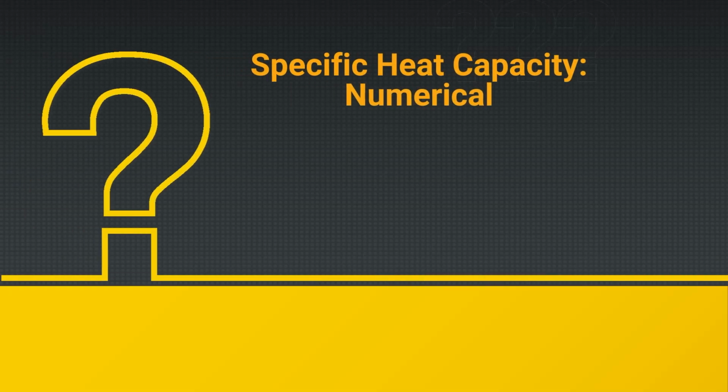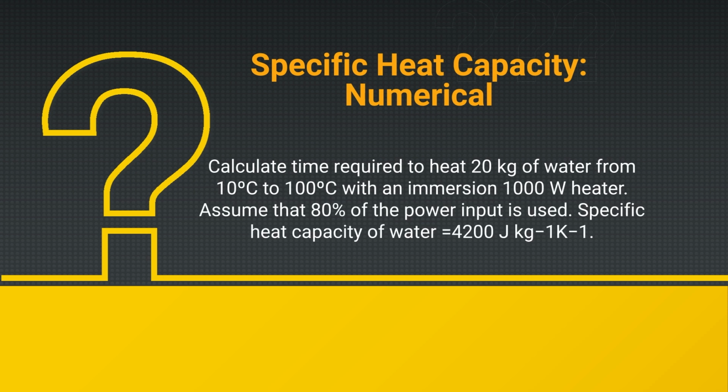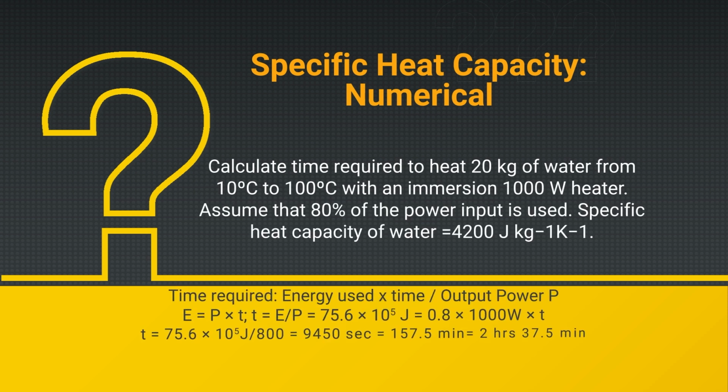Let us take this example, how much time it will require, for example. So time required generally is energy consumed divided by output power, how much power output you had given. That was 0.8, I told you 80% was the output. So energy consumed was 75.6 into 10 raised to the power 5 joules is equal to 0.8 into 1000 watt into time. So time comes to 9450 seconds. So that means 2 hours 37.5 minutes.